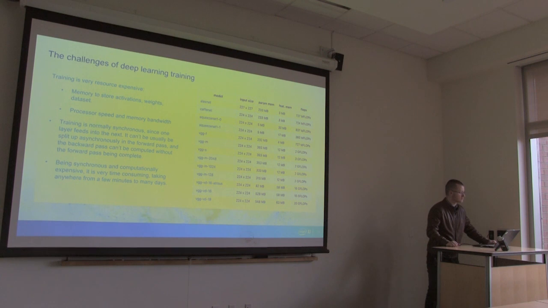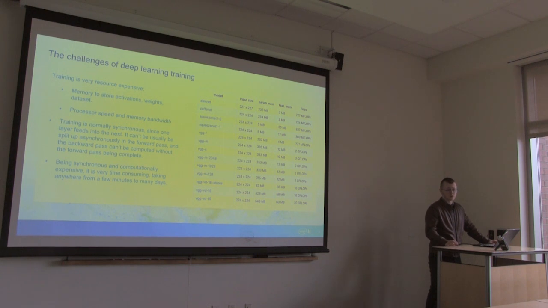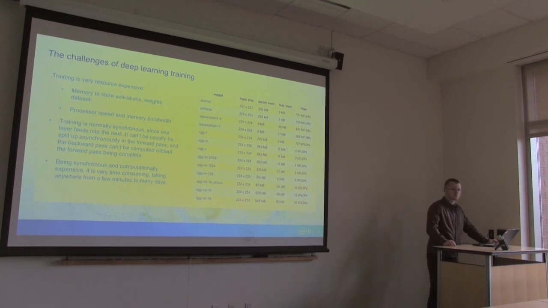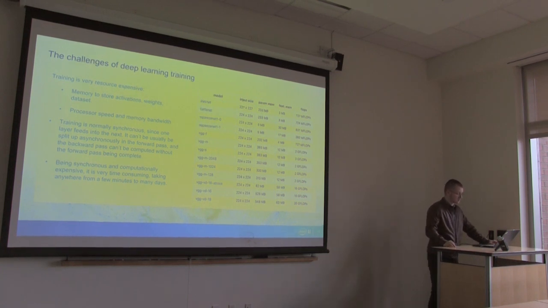Okay, so the reasoning behind distributed training is that deep learning, as you know, is very computationally expensive. It can sometimes take a few hours up to a few days to properly train larger networks, and so there's a big push with companies to reduce this time. The issue is that it requires a lot of memory to store all the activations, the weights, and the dataset itself. Along with, you need fast processors and the memory bandwidth.